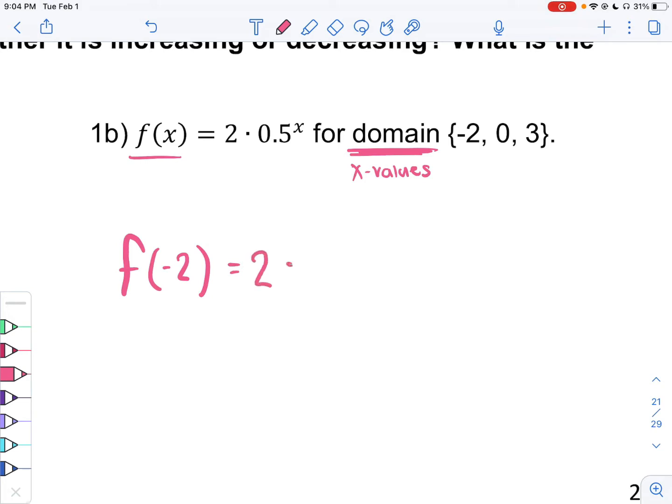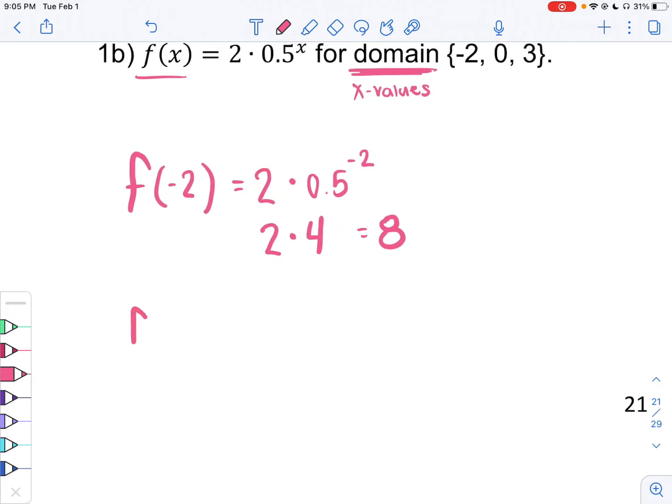So we're going to replace x with 0.5 to the exponent of -2. On here you can use your calculator, but please remember order of operations. You need to do your exponents before you do your multiplication. In your calculator, you would do 0.5 raised to the negative second power, and that would give you 4. Remember, a negative exponent does not make the whole number negative. It's still positive. And then 2 times 4 is 8.